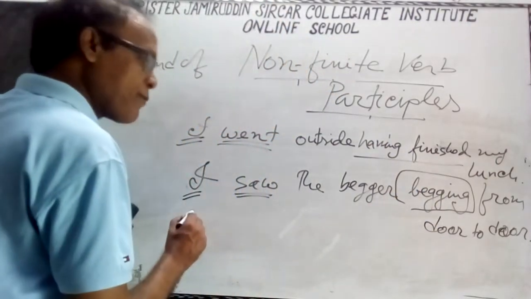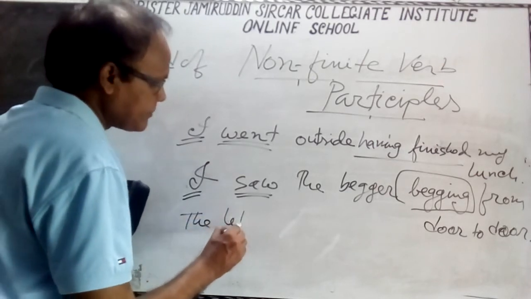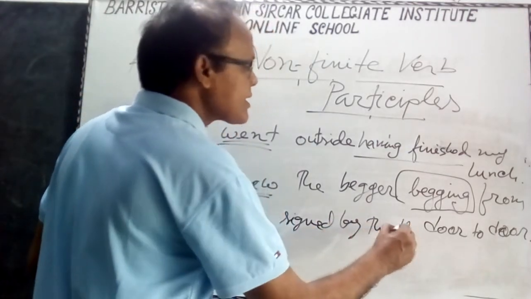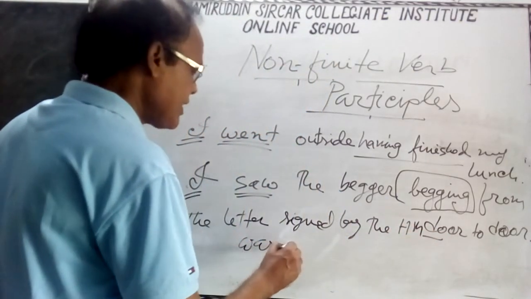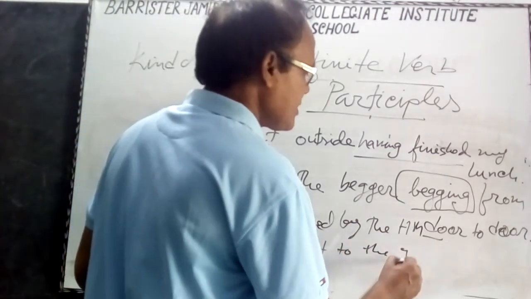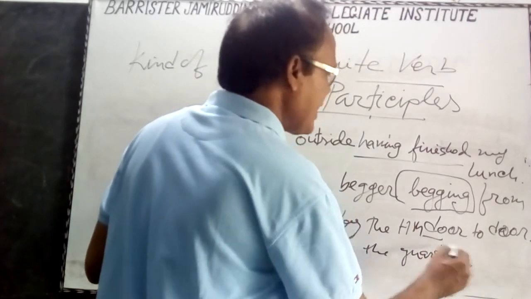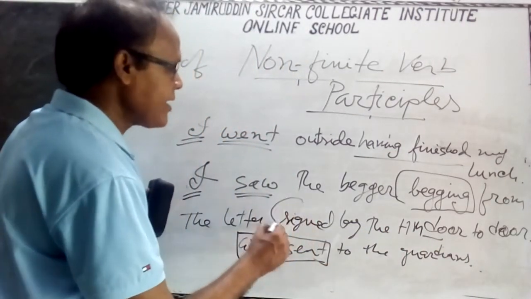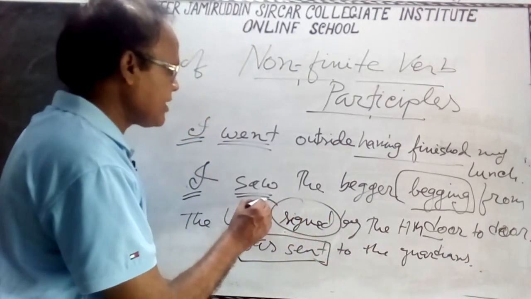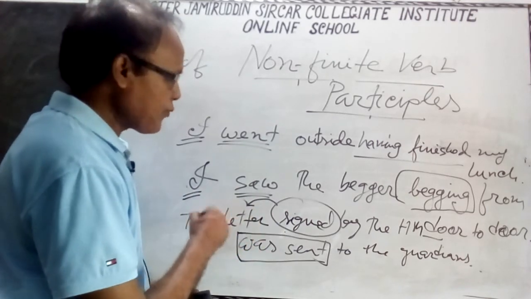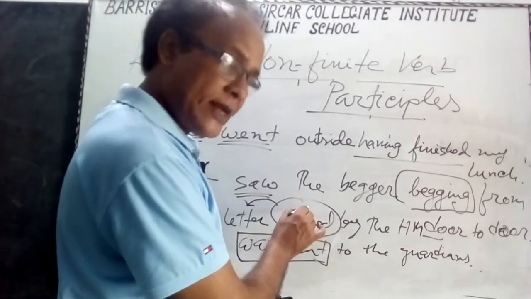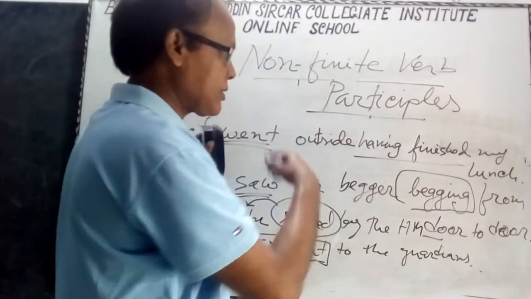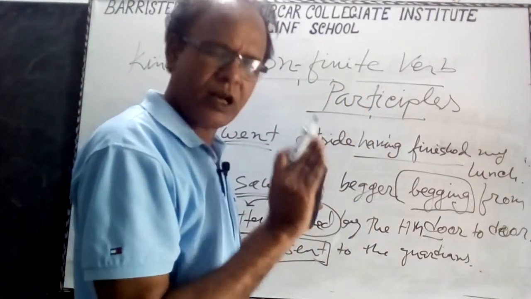And another example of past participle: the letter signed by the headmaster was sent to the guardians. So here, was sent is the action verb, but signed works as an adjective, as it modifies the letter. So it is an adjective, and signed is a past participle. So we have seen some examples of present participle, past participle, and perfect participle.